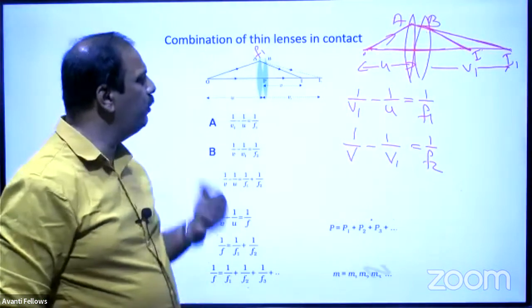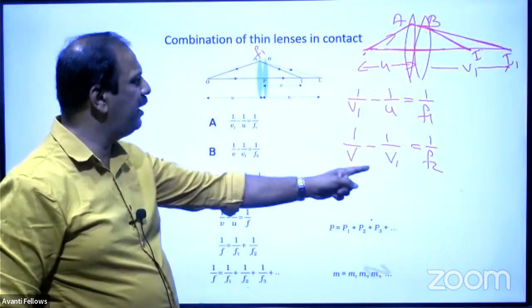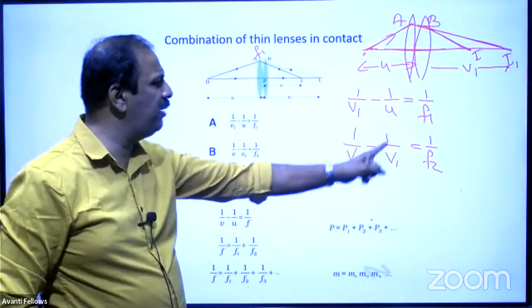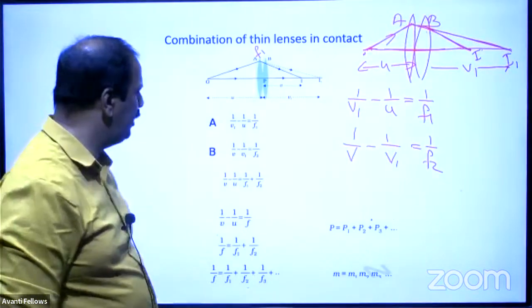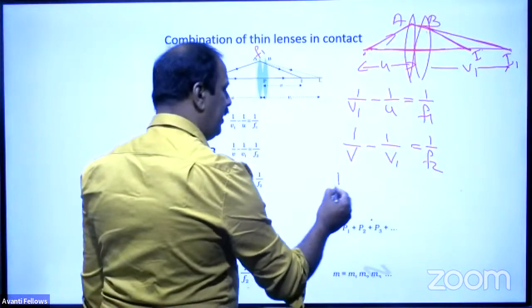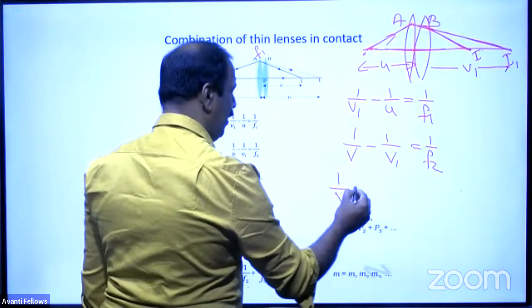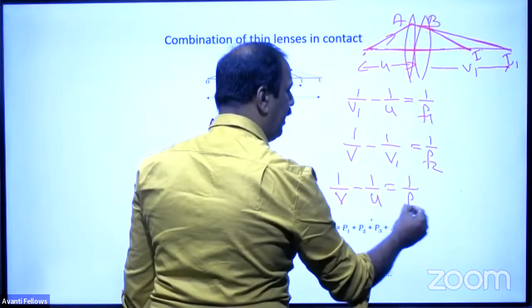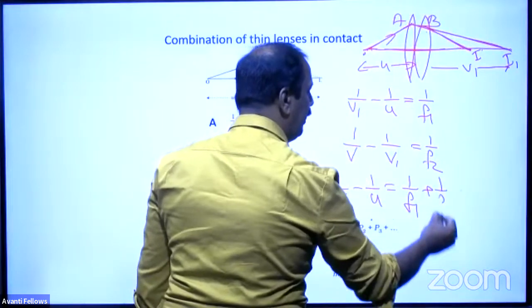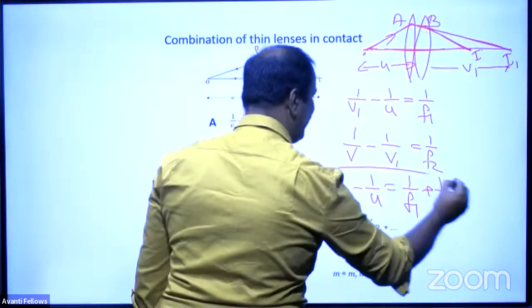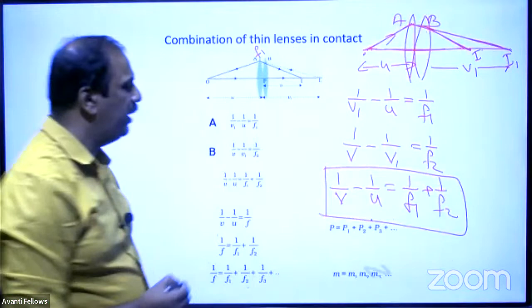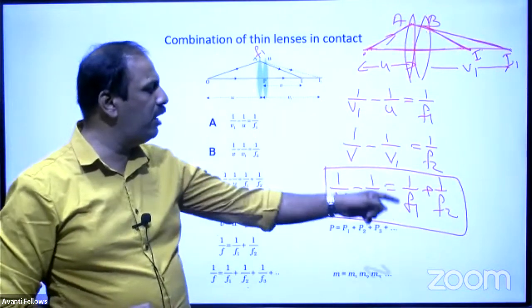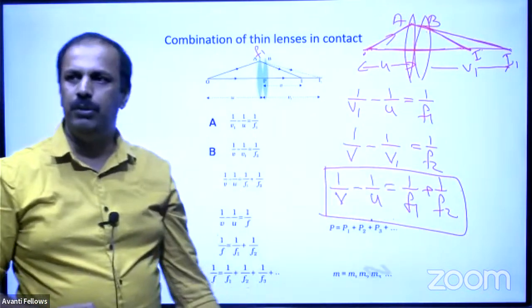Now when the combination comes, you have to add these. You can clearly see here 1 by V1 is there, and here minus 1 by V1 is there, so that will get cancelled. So what you will get is 1 by V minus 1 by U is equal to 1 by F1 plus 1 by F2.